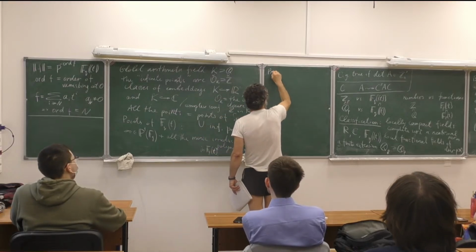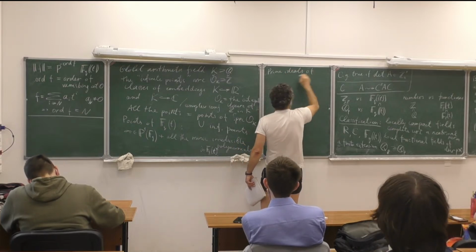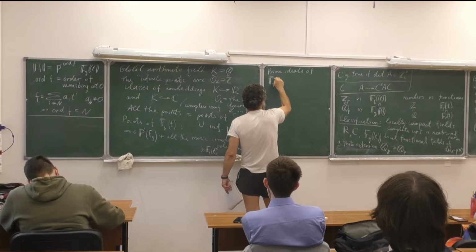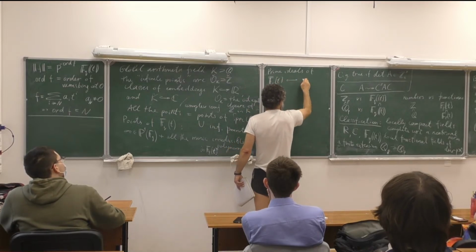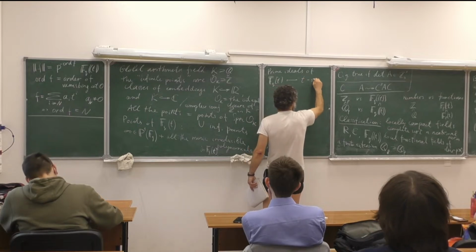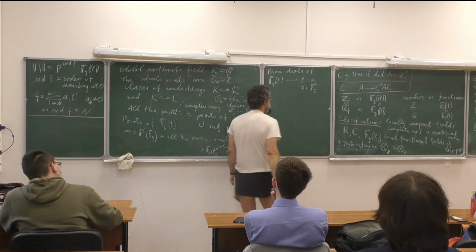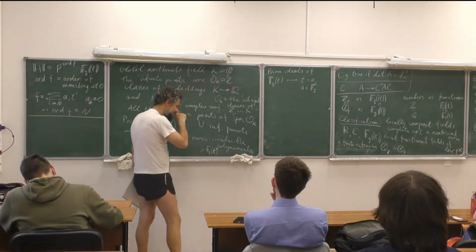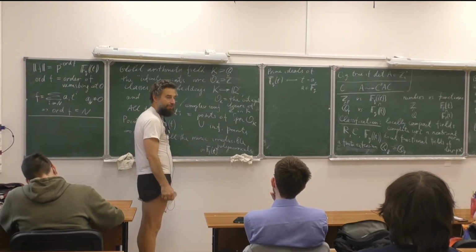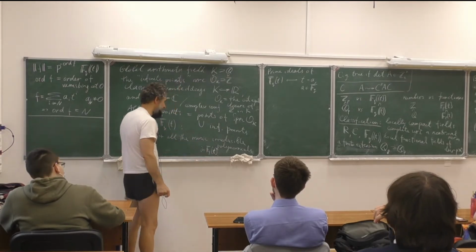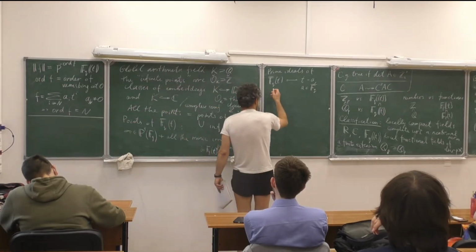So prime ideals of F_q bar [t] correspond to polynomials like t minus a, where a is any point in F_q bar. But then I have to somehow return back to the finite field. So how can we return? What is F_q bar? F_q bar, an algebraic closure.